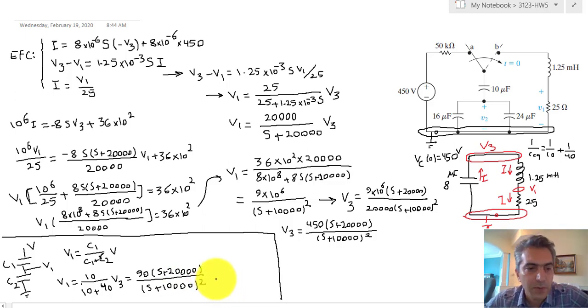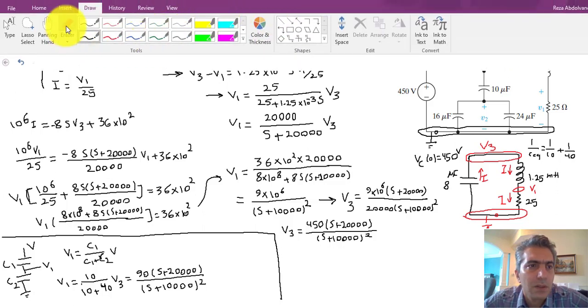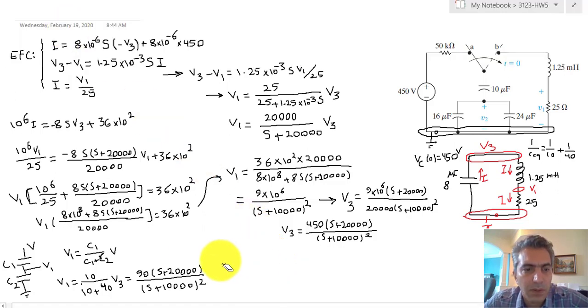So now if you have to find out what the time domain equivalent of this equation is, you just have to break it down into its constituents. So let me continue doing that. Let's get rid of this.